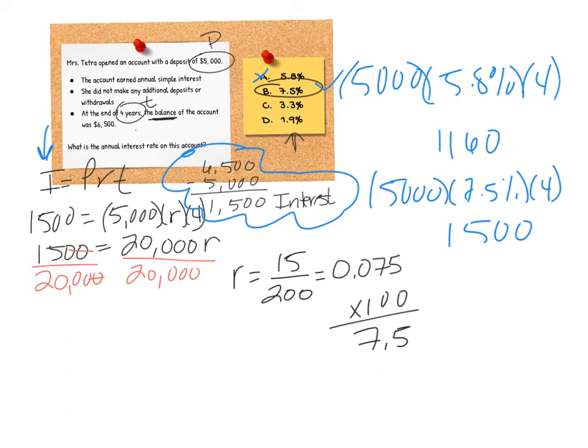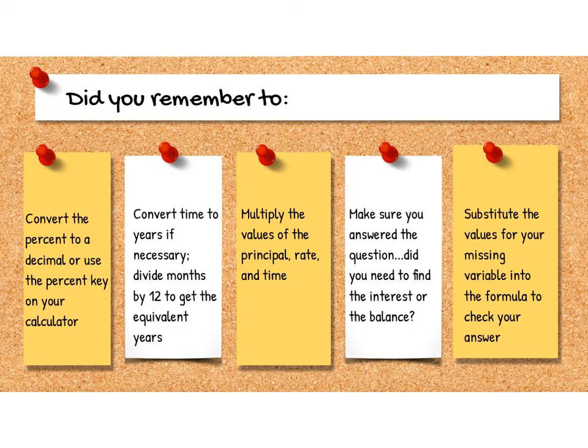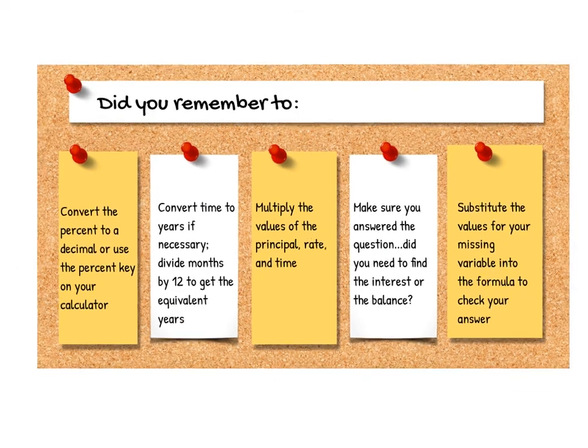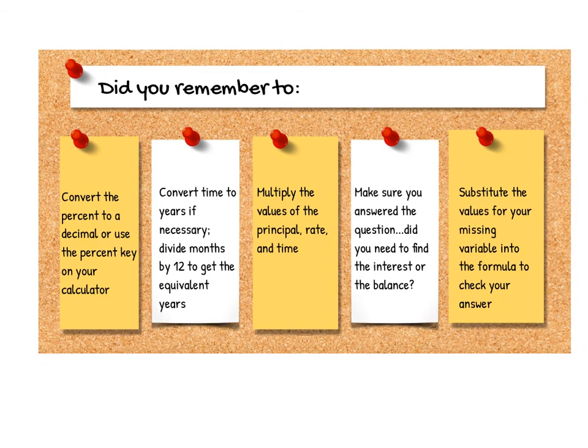So over those four years, she earned 1,500. Okay, and that just about brings us to the end. What if I don't get the right answer? What could go wrong? Here's what you need to remember. Did you remember to convert the percent to a decimal or use the percent key on your calculator?